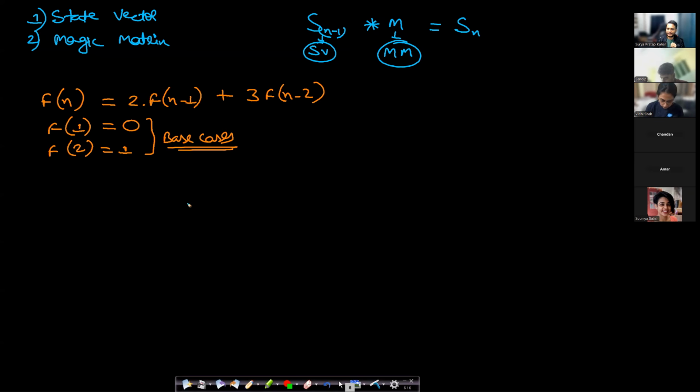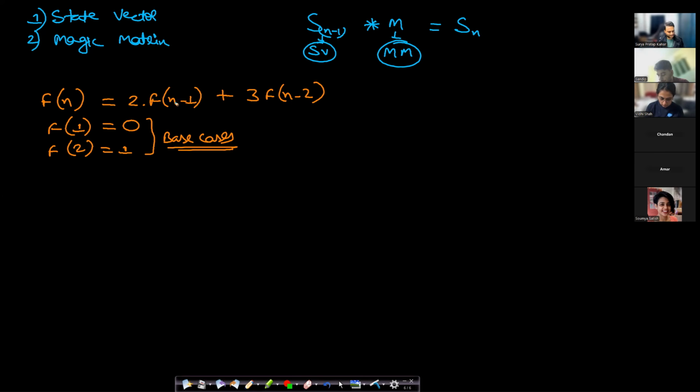Can you tell me the state vector? Yeah, but I have written it column wise. f of n minus 1 is equal to 2, 3, 1, 0 to the power n minus 1. No, I don't want the values. I want just the state vector. I want the variable names. What have you written?